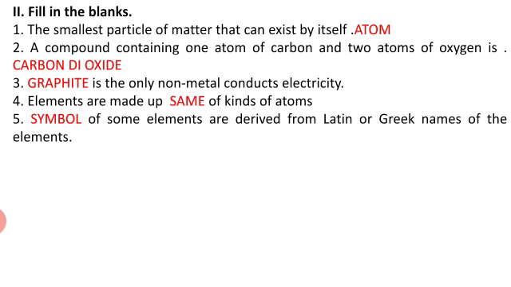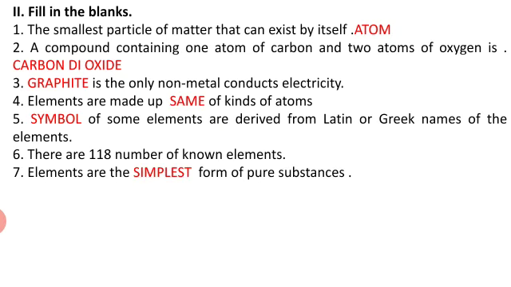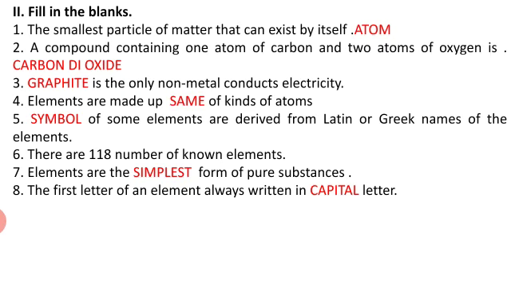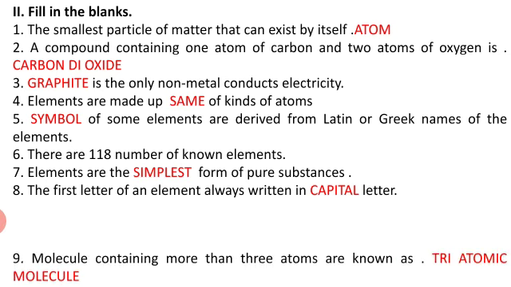Symbols of some elements are derived from Latin or Greek names of the elements. Symbol is derived from Latin or Greek word. How many elements are present in the periodic table, students? 118 elements. Next, the elements are the simplest form of pure substance. The first letter of an element symbol is always written in capital letter. You should write the first letter of the symbol in capital letter.